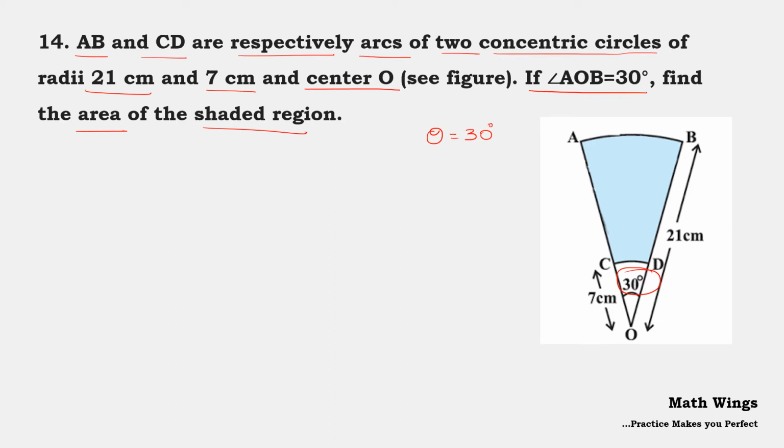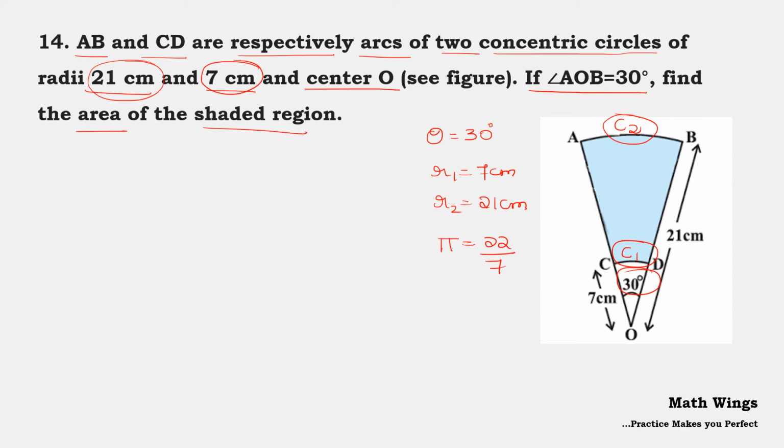If I take the smaller circle as C1 and the bigger circle as C2, I can write the radius 7 centimeter and 21 centimeter as R1, which is corresponding to C1 as 7 centimeter, and R2, that is equal to the radius of the circle C2, which is equal to 21 centimeter, right? So here they have not asked us to use pi as 3.14, therefore we can take pi as 22 by 7. So let us see what's the area of the shaded region here.